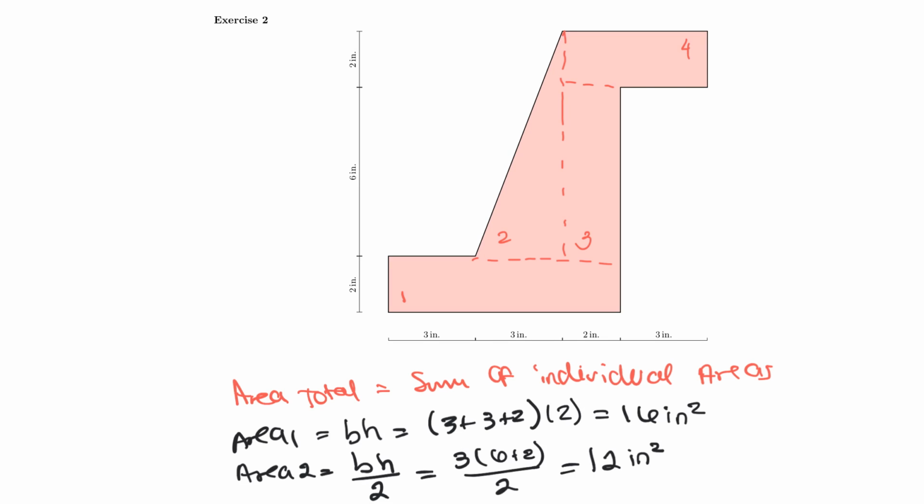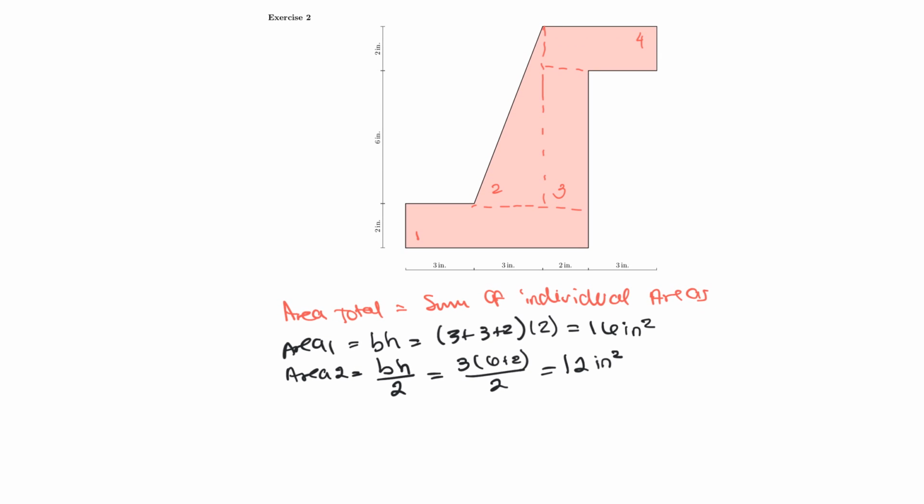Okay, so let's do area 3. We have that area 3 is a rectangle, which the formula is base times height. And what is the base? Base could be this part, which is 2 inches, times the height. The height will be from here to here, which if we do the projection will be 6 inches. And this is equal to 12 inch square.